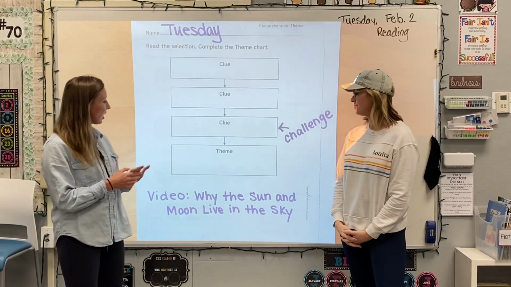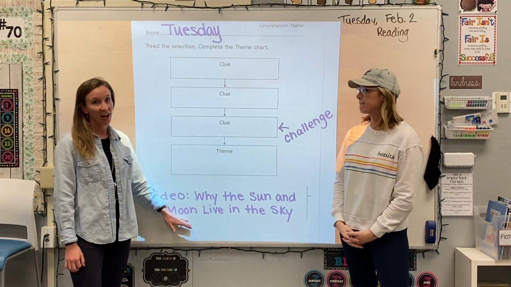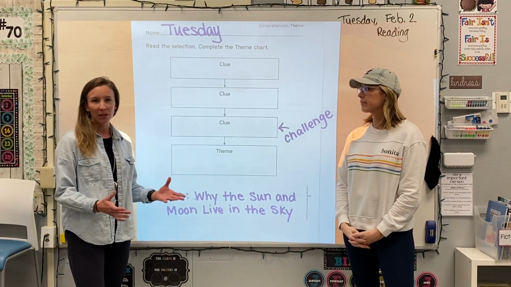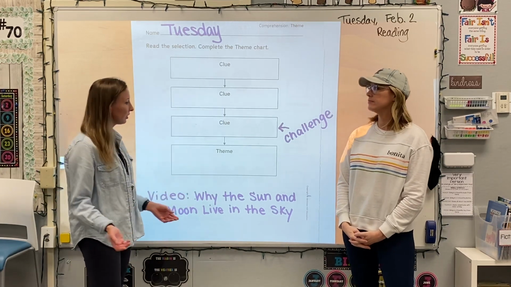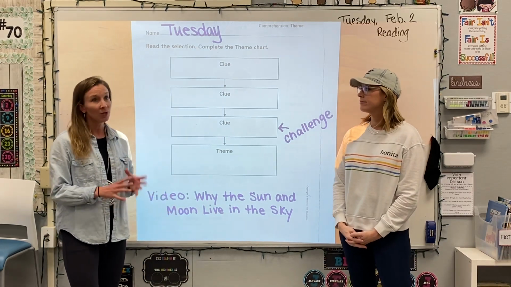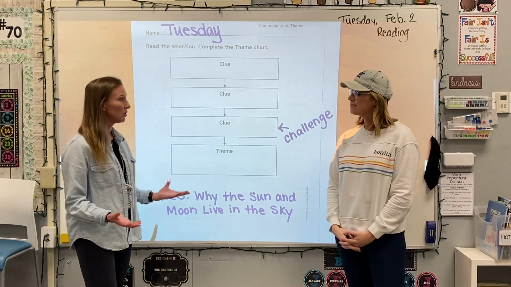We are going to be talking about the story that we read yesterday called Why the Sun and Moon Live in the Sky. And if you remember, it's a folk tale. It's a story that is made up, but it's been passed down from generation to generation. But it usually teaches us something. They not only teach us something about nature, but sometimes there is a theme to the story.